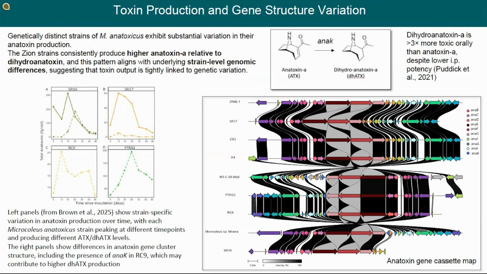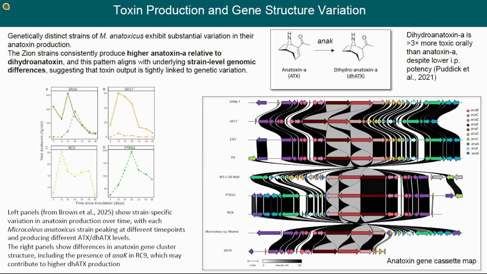So this is research done by our extended team, where we grew these 4 different strains, SR16, SR17, RC9, and PTRS1 over 40 days. And we see that the solid lines are anatoxin, and dashed lines mean dihydroanatoxin. So we see that 2 of the strains were producing a mixture of these anatoxins. However, RC9 and PTRS1 were just producing dihydroanatoxin.